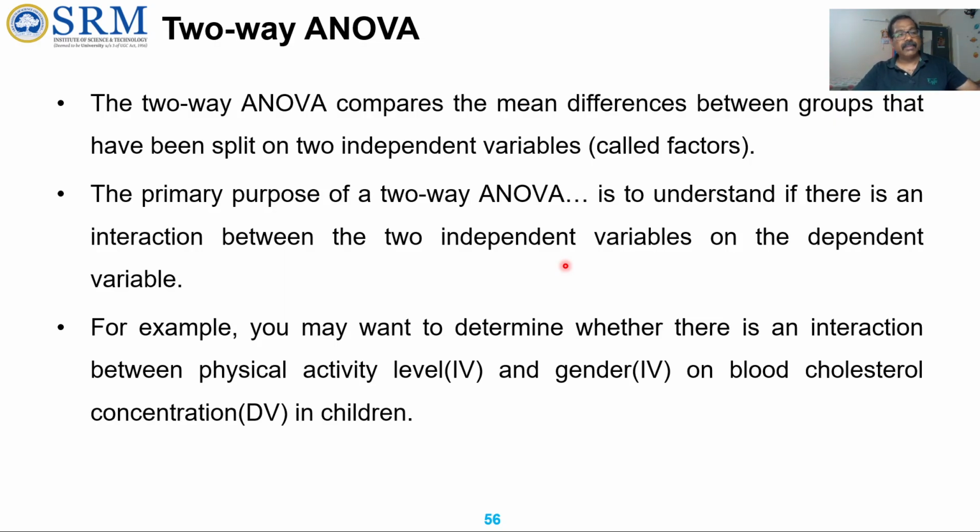So from that we can understand whether two independent variables are affecting the dependent variable, or one independent variable is affecting the one dependent variable. We should be very clear to differentiate whether it's a one-way ANOVA problem or a two-way ANOVA problem. Okay.